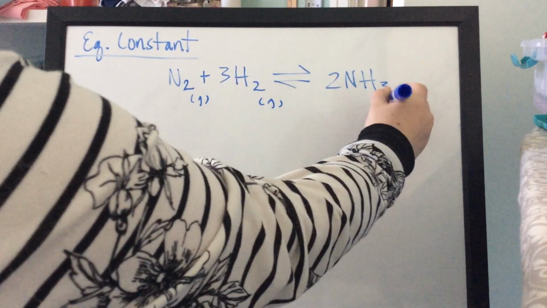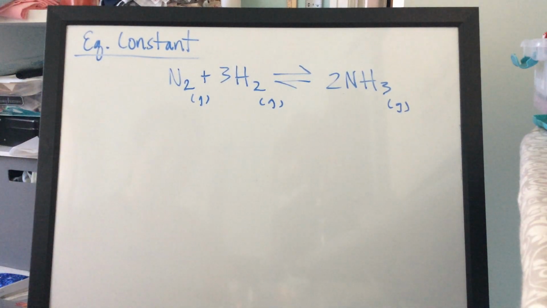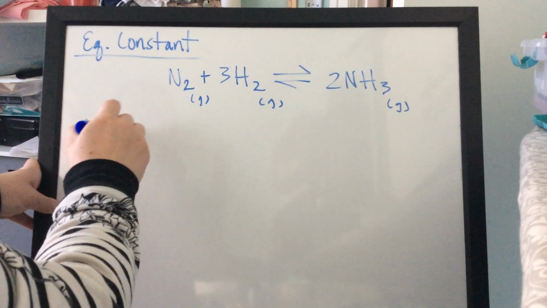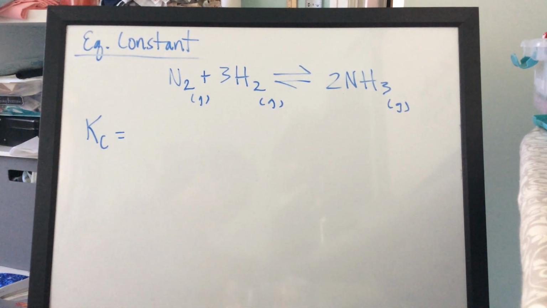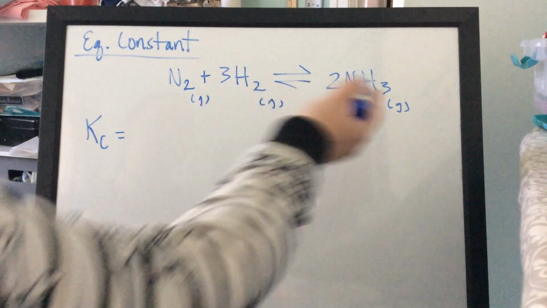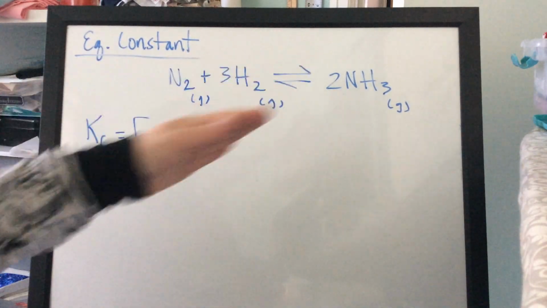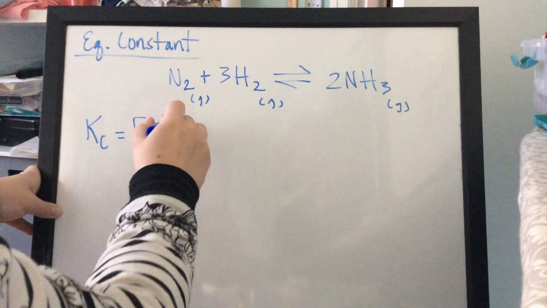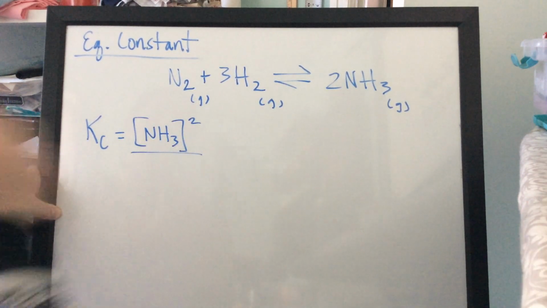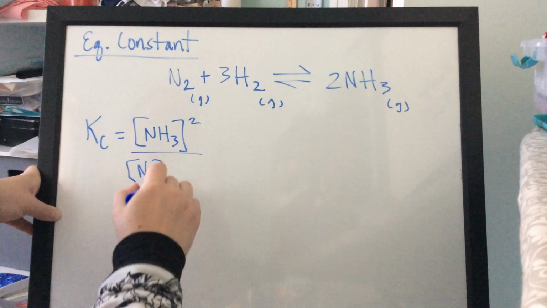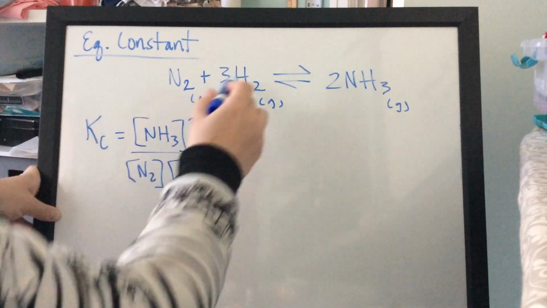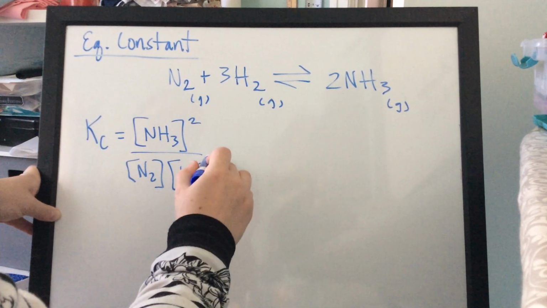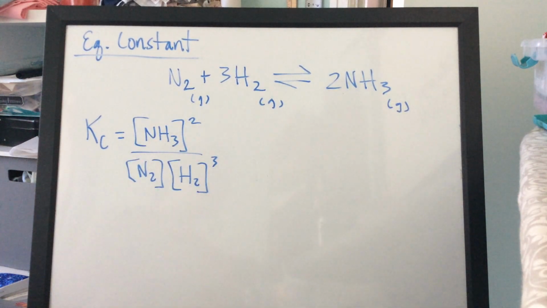So if this was my reaction, I should now, at this point in time, be able to write a Kc expression for this. Products over reactants raised to their power. So my product in this case is my ammonia. I'm reading it left to right, in the forward direction. So the concentration of NH3 raised to the second power over the concentration of N2 raised to the first power times the concentration of H2 raised to the third power. And that's the Kc expression for this reaction. And at this point, that's what you should be able to do.